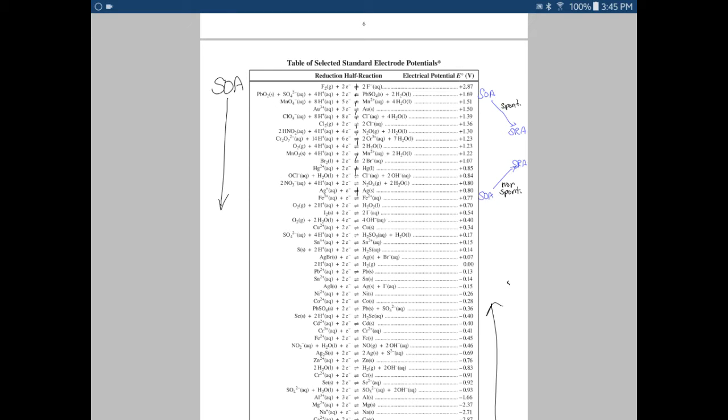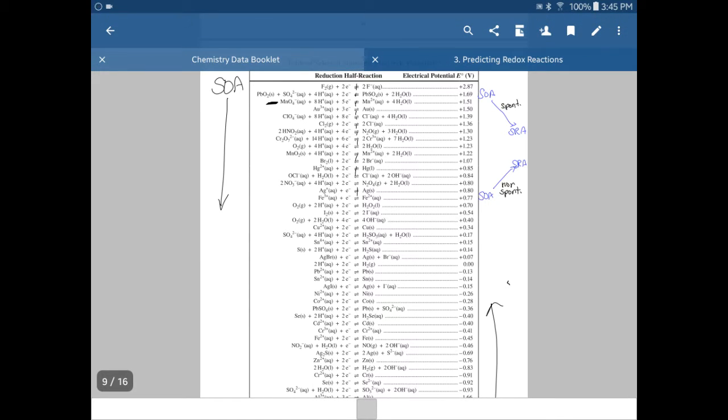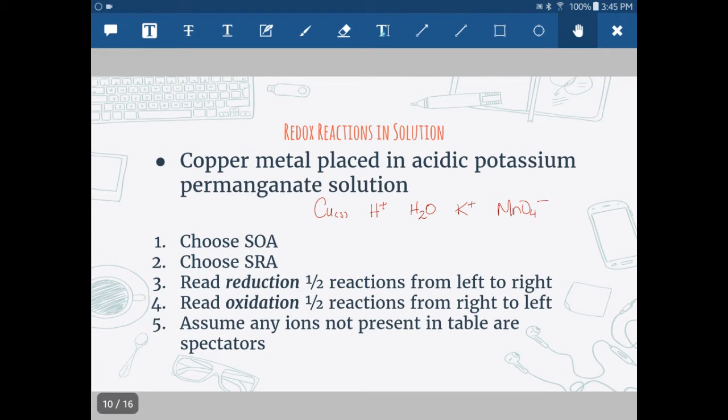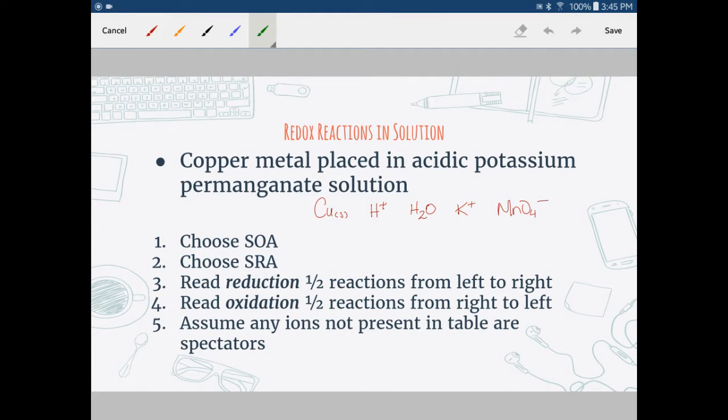Now I see right away, pretty close off the top here, that I have my permanganate and my hydrogen ions that are the only two entities listed in this half reaction other than electrons, which is fine. And those two things together make an oxidizing agent. So when I go back to my data booklet here, I'm going to do this in a different color. The way that I would do this is I would write two lines and identify this as an oxidizing agent. Okay?